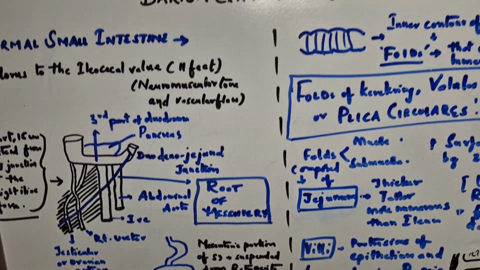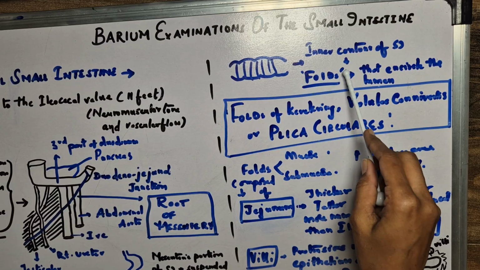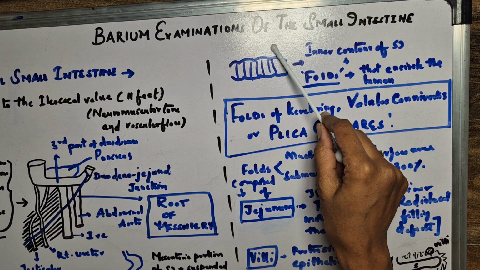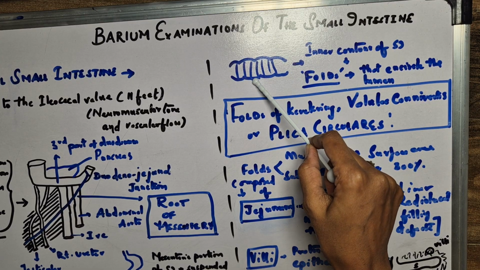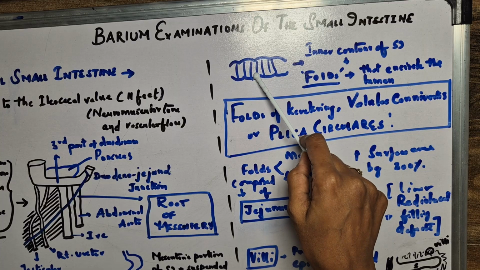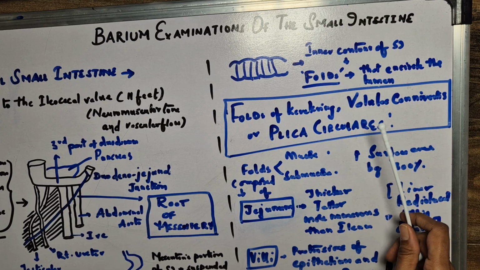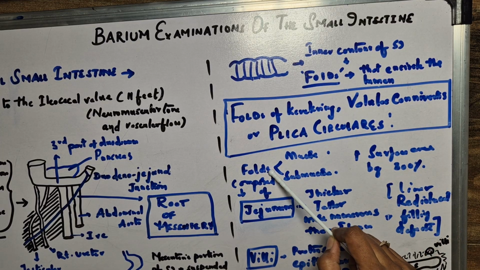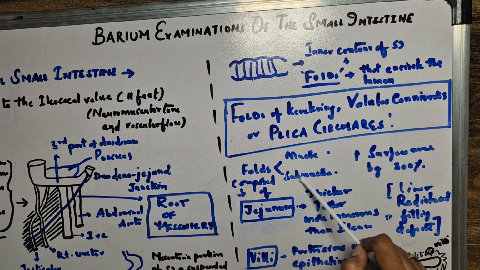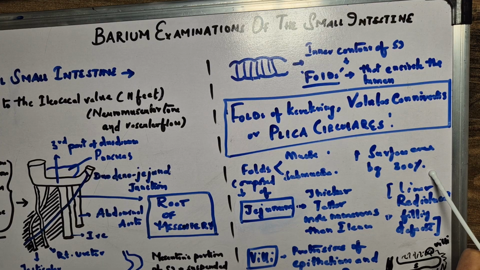Then coming to, so what are these folds? Normally this is the small intestine. We have an outer curvilinear contour, and the inner contour is characterized by folds that encircle the lumen. These folds are called valvulae conniventes, plicae circulares, or folds of Kerckring. So what are these folds made of? These folds are composed of mucosa and submucosa. Remember, these folds are composed of mucosa and submucosa. They increase the surface area by 300%.